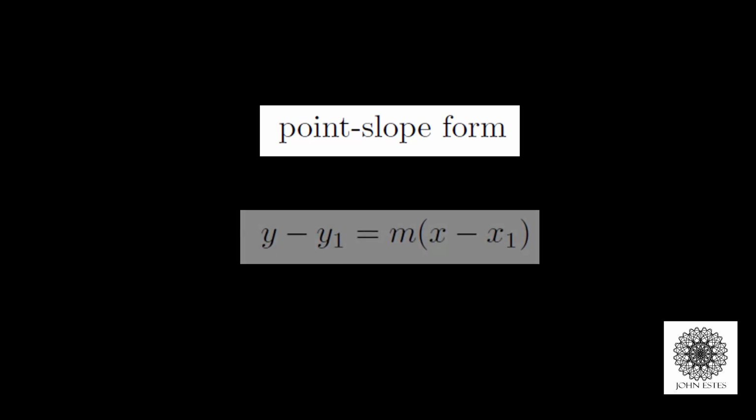And so here it is. The point-slope form of the line is y minus y1 equals m times x minus x1.